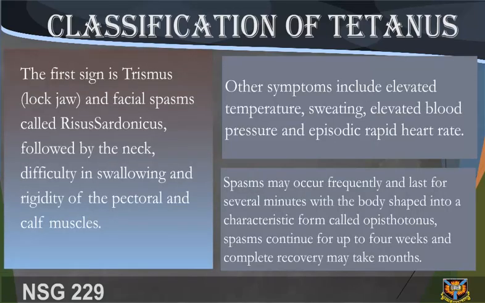The first sign is trismus, lockjaw, and facial spasms called risus sardonicus, followed by the neck, difficulty in swallowing, and rigidity of the pectoral and calf muscles. Other symptoms include elevated temperature, sweating, elevated blood pressure, and episodic rapid heart rate. Spasms may occur frequently and last for several minutes, with the body shaped into a characteristic form called opisthotonus. Spasms continue for up to 4 weeks, and complete recovery may take months.